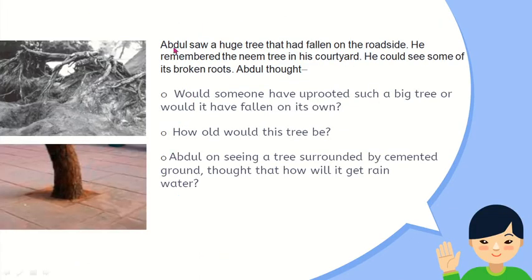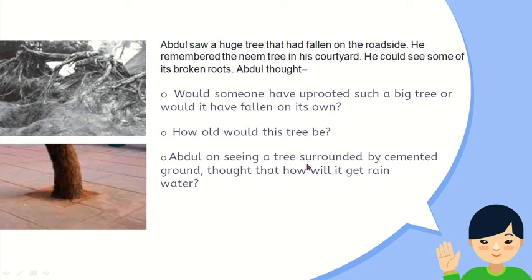Next, Abdul saw a huge tree that had fallen on the roadside. He remembered the neem tree in his courtyard. He could see some of its broken roots. Abdul thought, would someone have uprooted such a big tree, or would it have fallen on its own? How old would this tree be? These questions come to Abdul's mind.